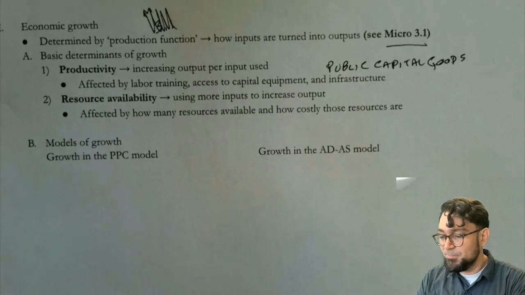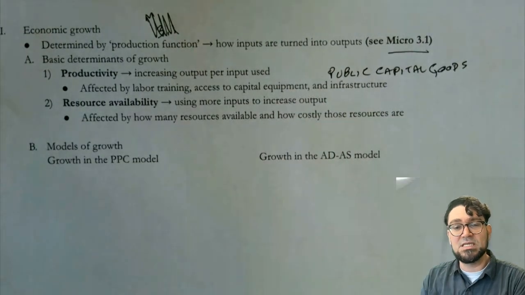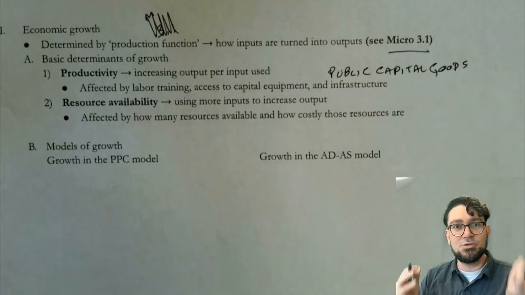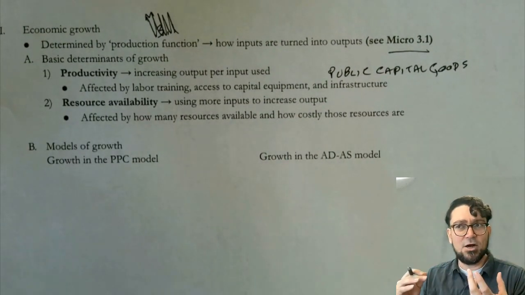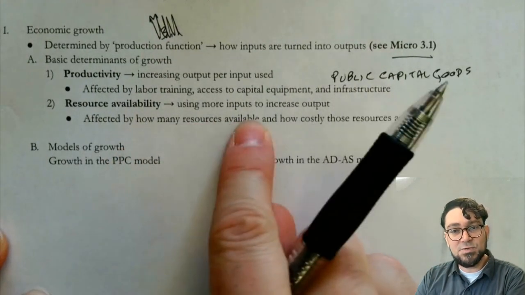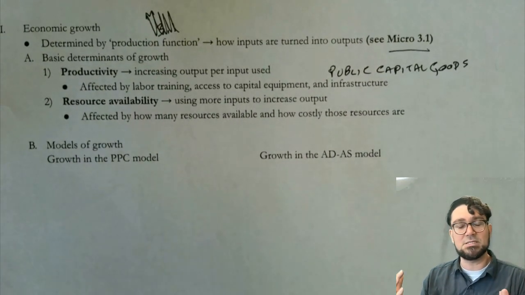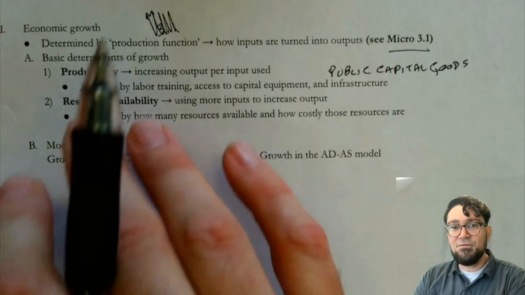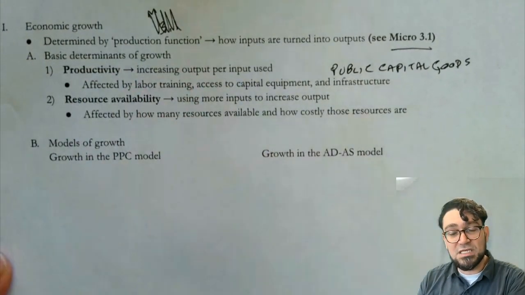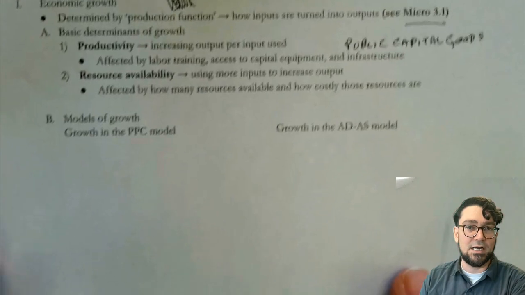The other thing that's going to affect economic growth, or this relationship of inputs and outputs, is how available are your inputs? Do you have inputs, right? And are they expensive? Are those inputs difficult to obtain? Are there lots of resources, and how expensive are they? That can affect how quickly and how easily you can turn inputs into outputs. So if you could increase both of these or one of these in some way, you could increase economic growth, right? Fundamentally, that's where economic growth is going to come from.